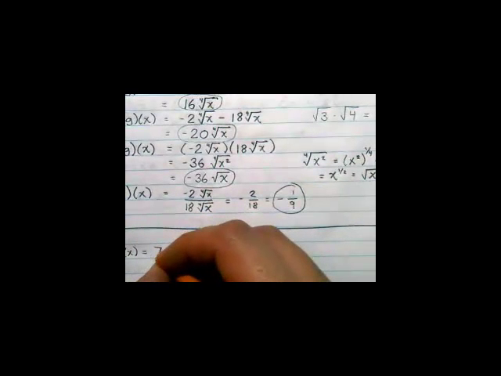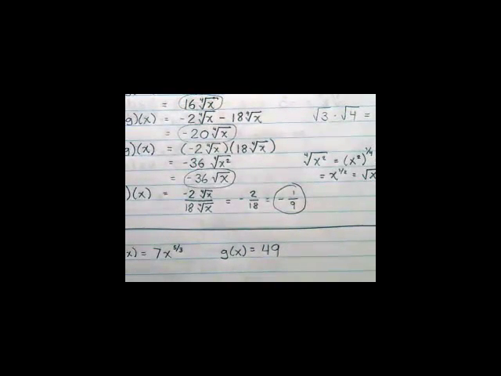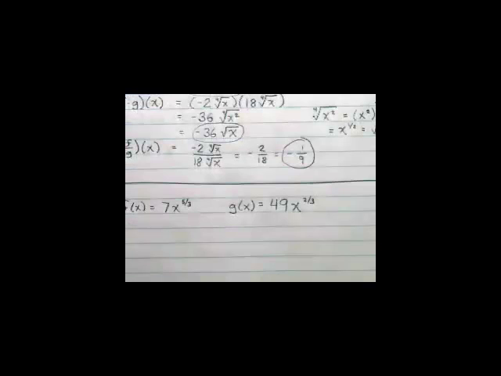So if you have f of x equals 7x to the 5/3, and let's have g of x be 49x to the 2/3. Okay, so they're similar, but not exactly the same type of thing, right? One's a 5/3, one's a 2/3. Okay, so what's that going to look like?